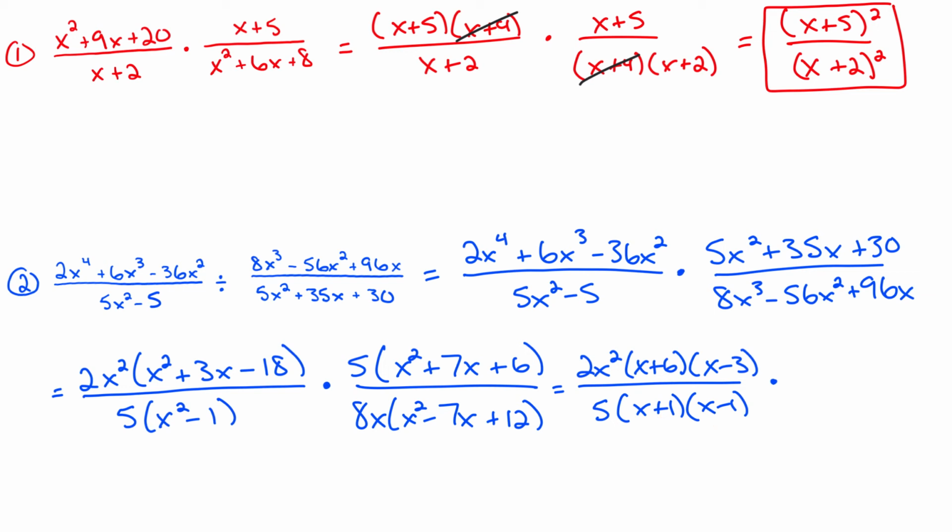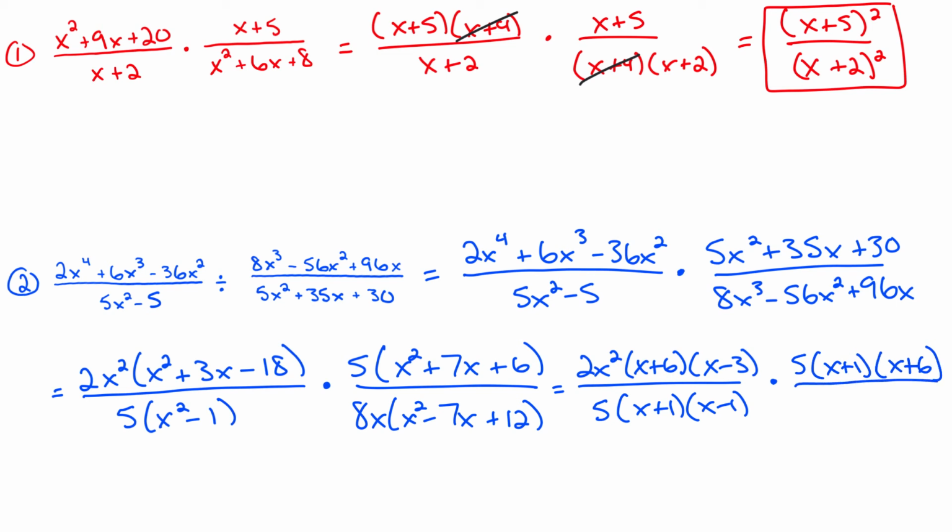How do I know that? Because these problems involve canceling on top and bottom. They can only cancel if they're the same on top and bottom. And lo and behold, if you factor that, you're going to get 5 times x plus 1 times x plus 6. The x plus 1, what do you know, showed up on top and bottom.